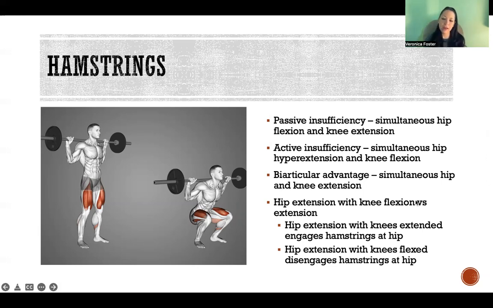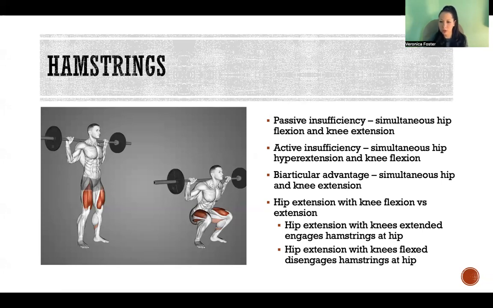Now, the hamstrings are at an advantage when we have simultaneous hip and knee extension at the same time. So think about coming up from a squat. In that case, we are extending the knees, so the hamstrings are lengthening at the knees while the hips are extending. So the hamstring is shortening at the hip at the same time. Because it's lengthening at one joint and shortening at the other joint, the muscle is at an advantage in that situation because the overall length of the muscle can remain relatively the same, which is going to optimize the force production in that muscle.